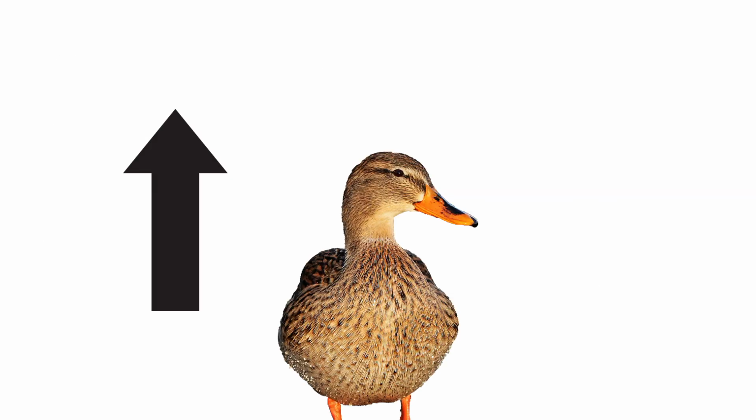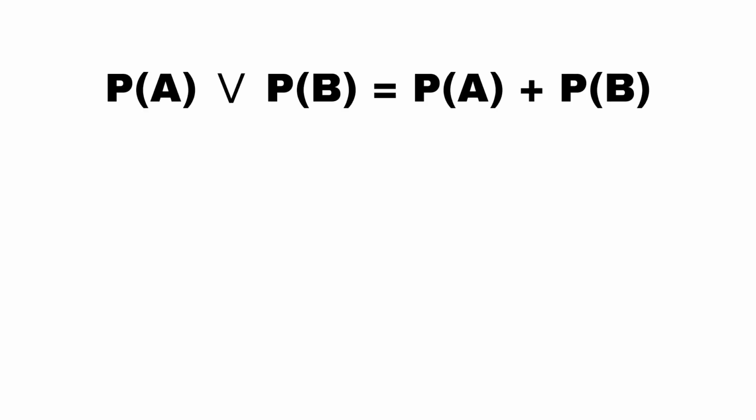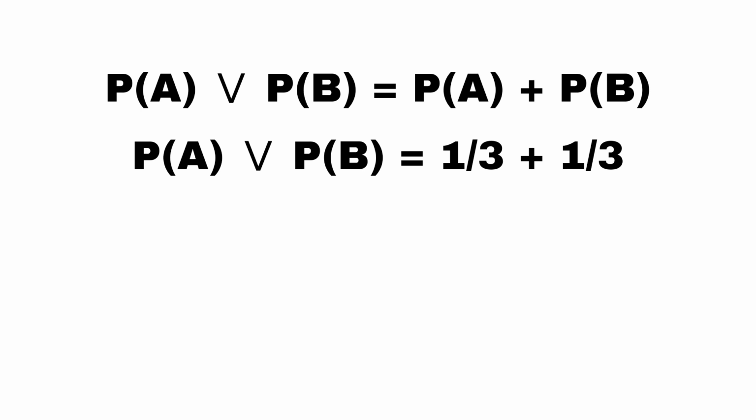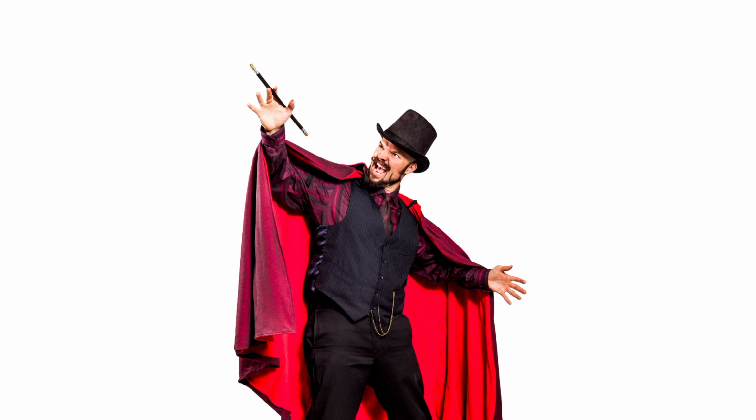So for determining whether the duck goes middle or right, we can calculate the probability of it taking the middle road as 1 out of 3, or it going right as 1 out of 3 and add them together, which is 2 out of 3, and there we have it. This equation works well because we're dealing with mutually exclusive events. Now let's look into the second example.